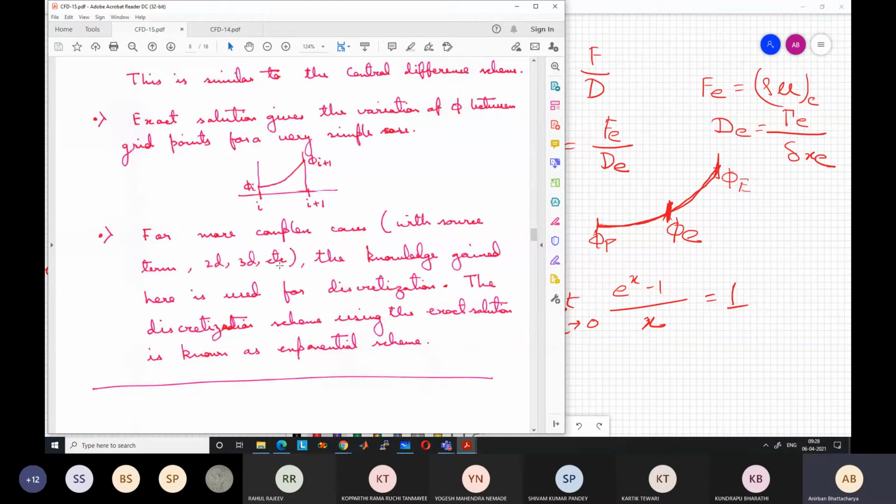Okay. And this discretization scheme using the exact solution that we have derived right now, if we engineer a discretization scheme using that solution, it is known as exponential scheme. Okay. So that is what we are going to study next, the exponential scheme. So that's why we have gone through this derivation to find out what is the variation, and we have found that the variation is exponential, and now we can devise a scheme which should be much more accurate as compared to the upwind or central difference scheme. This scheme is known as the exponential scheme. Any questions?